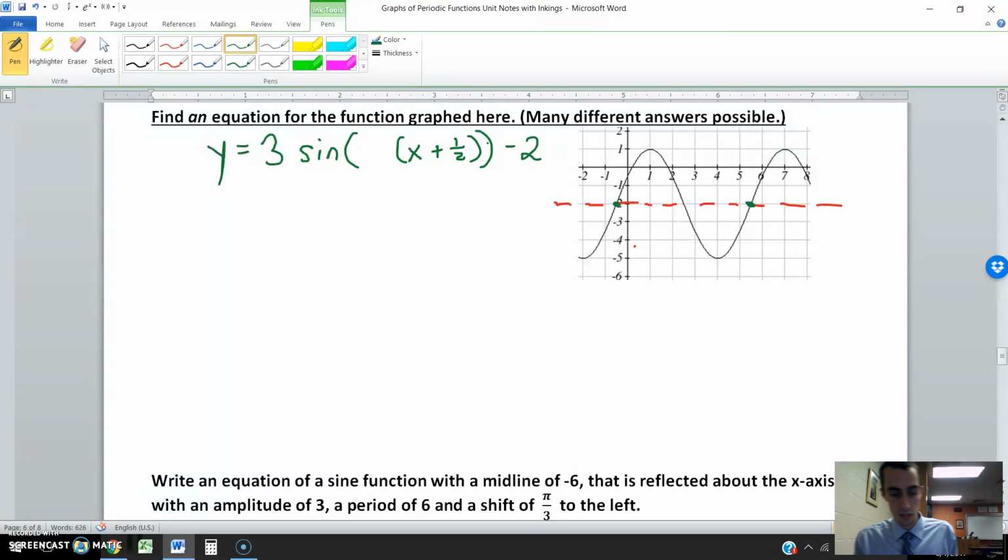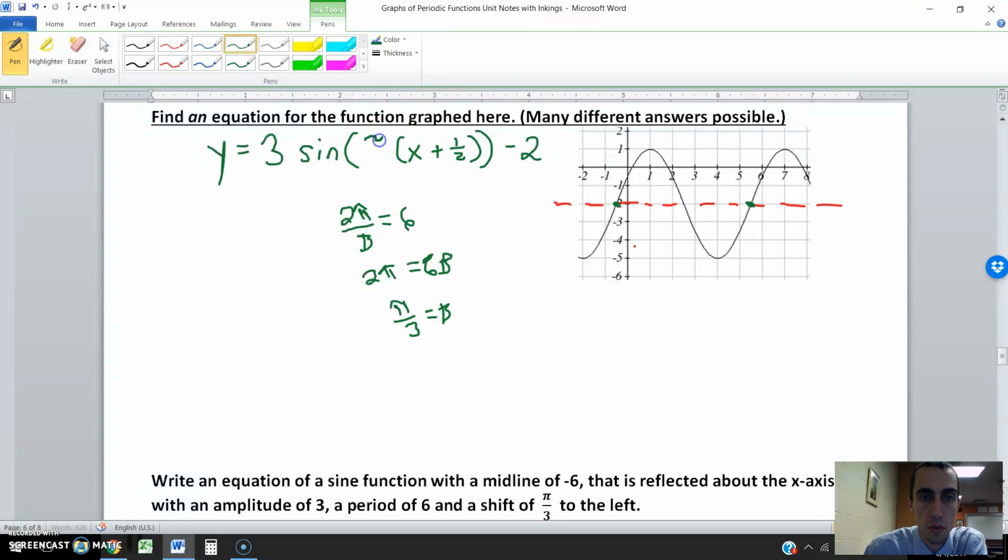Next thing that we've got is we need to know what our b is. Now let's remember that 2 pi over b gets us the period. See, the period is 6 units here. So multiply both sides by b, and then divide by 6. 2 pi over 6, which is pi over 3. So this would be pi over 3.